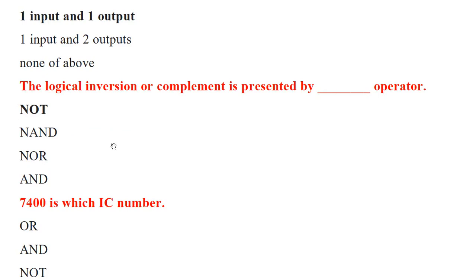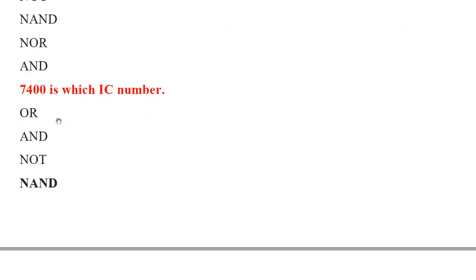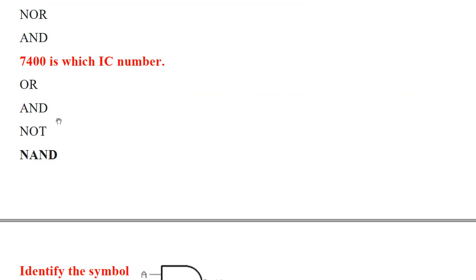The logical inversion or complement is represented by the dash operator. Very silly questions. To represent an inversion operation or a complement: complement means bar and inversion means dash. Yes, so to represent this we use a NOT gate, the NOT operator. 7400 is an IC number for, as we have just discussed, the NAND gate. For OR gate 7432, for AND gate 7408, for NOT gate 7404, and for NAND gate 7400.